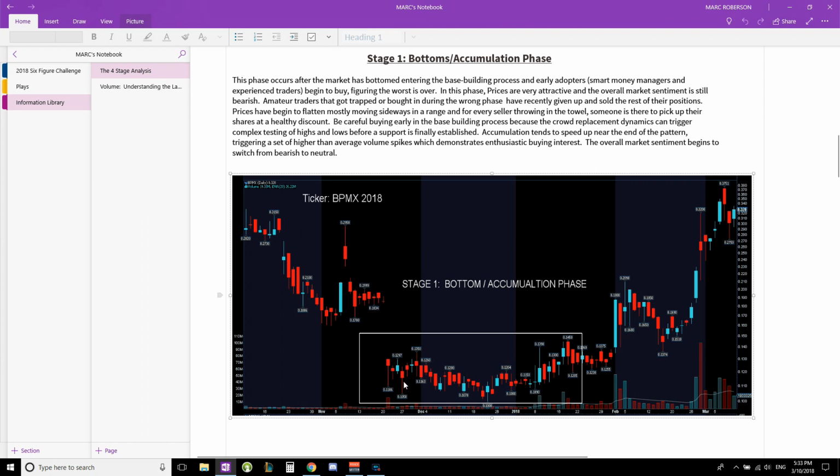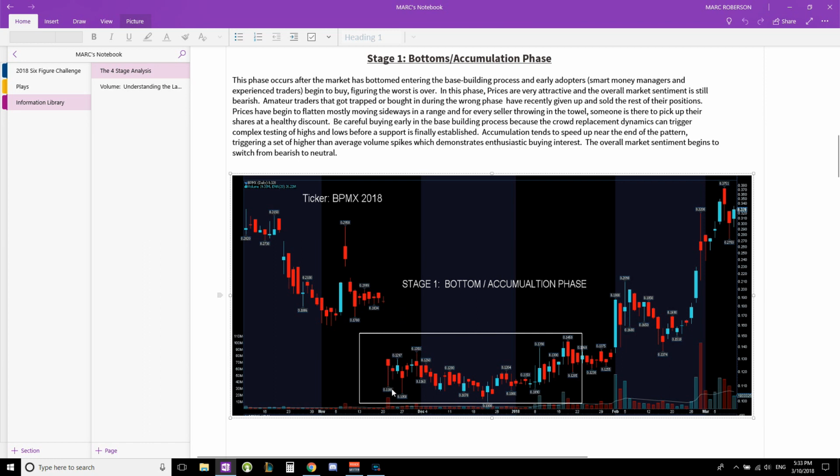So as it says, be careful buying early in the base building process because the crowd replacement dynamics can trigger complex testing of highs and lows before support is finally established. Even though it gapped down and hit 11 cents, it swung back up to 13.5 cents. Then as it came back down to test that 11 cents, it held above it pretty well, but then it came down a little further and tested that 10 cent. So it just says be careful.